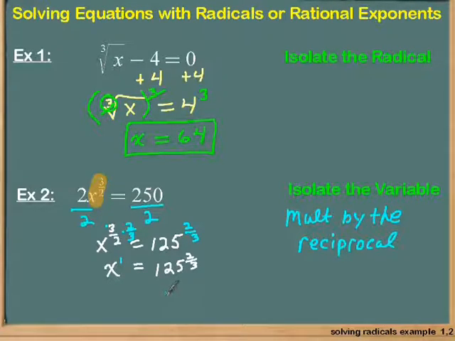Now can you figure out a way for us to simplify this 125 to 2/3 without using your calculator? Do you remember a skill that we learned on how to rewrite that 125 with a base of, let's say, 5? 5 to the third equals 125, and I still have that 2/3 to multiply by. And when I do that, I'm left with x equals 5 squared, or 25, and that's our answer.